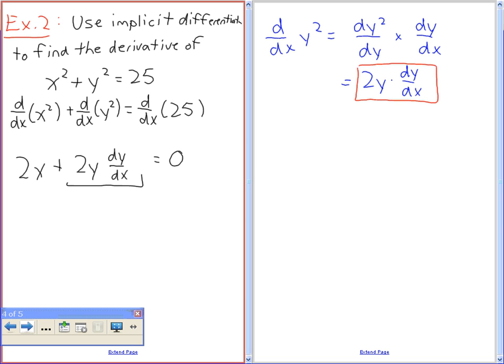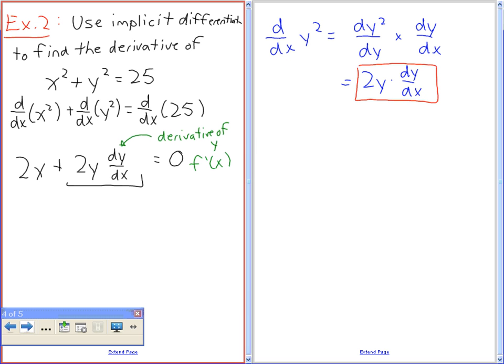So what I just did is take the derivative of y squared. It's 2y times dy by dx. That's the derivative of y. Dy by dx is the derivative, like f prime of x.